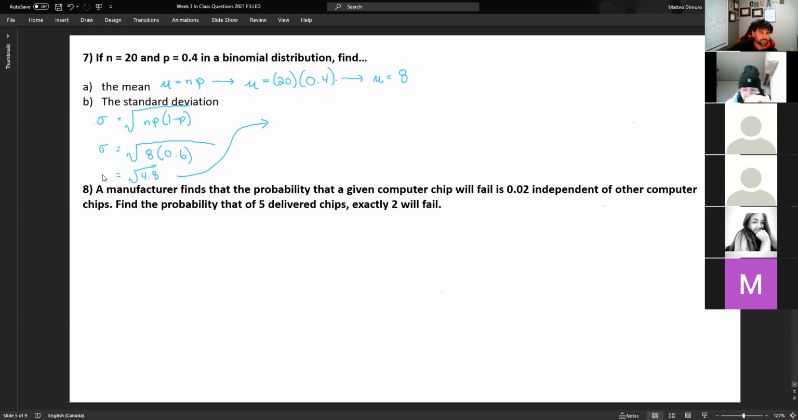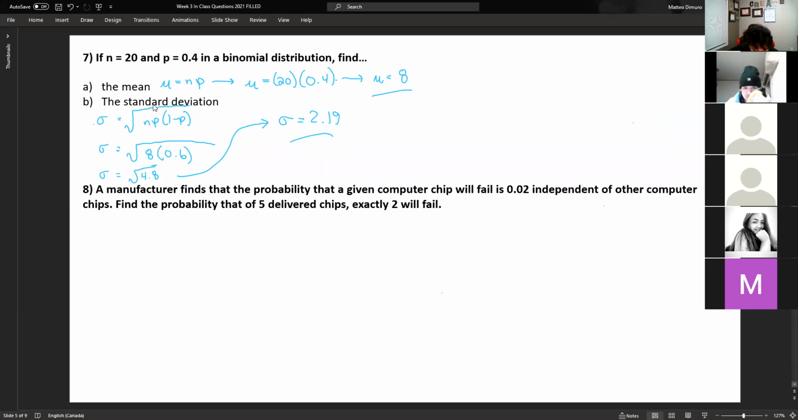Standard deviation. There we go. So the square root of 4.8 is 2.19. And there's no context in this question. We don't know what these numbers are about, so there are no units or anything like that. And we can move on to number 8.